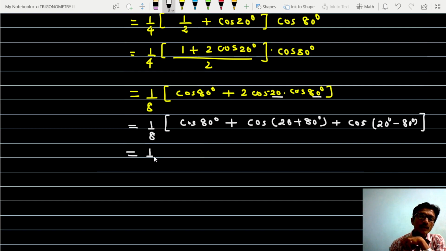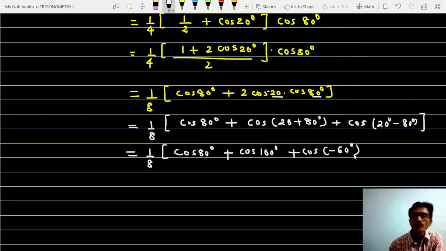So it is 1/8 into this cos of 80 degree plus cos of 100 degree plus cos of minus 60 degree. Then here it is 1/8 into cos of 80 plus cos of 100.